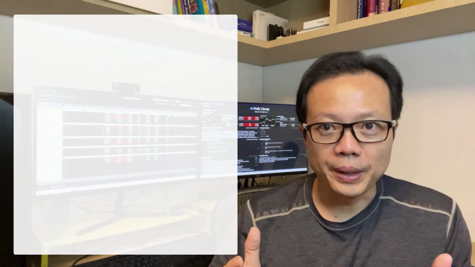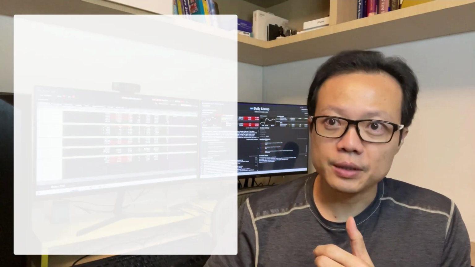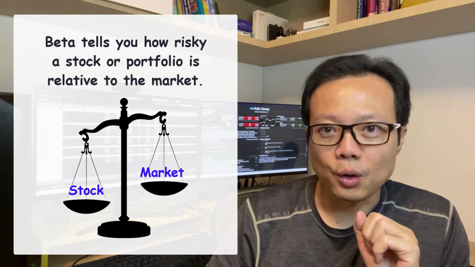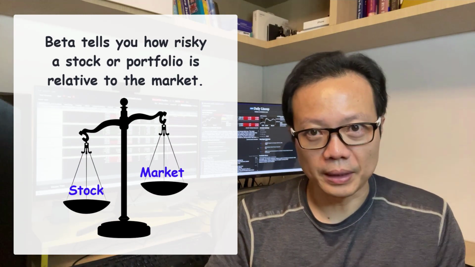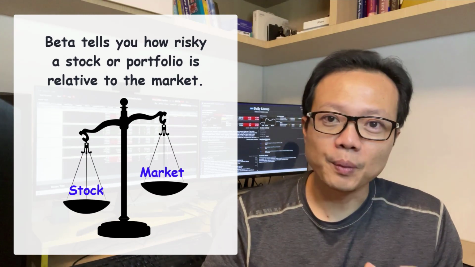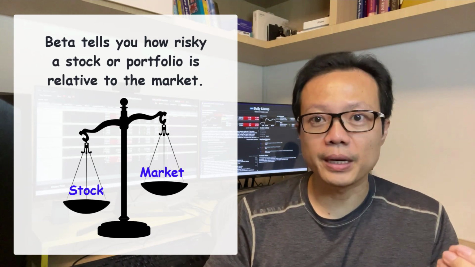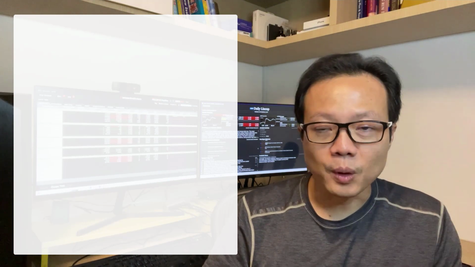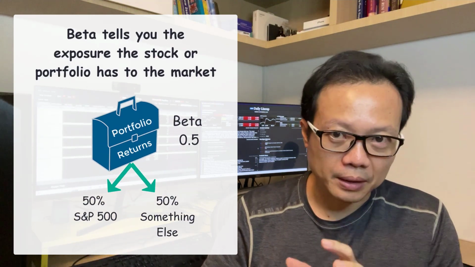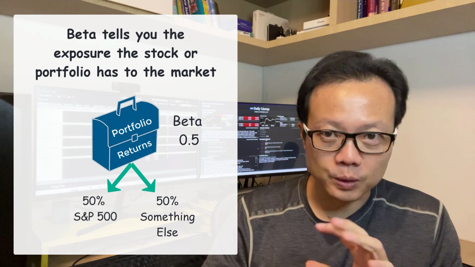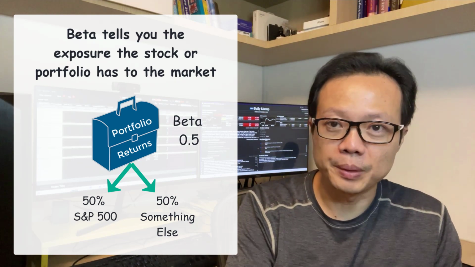What are the uses of beta? Now, the first thing is straightforward. It tells you how risky your stock or your portfolio is relative to the market, which we already know, right? But aside from knowing how much risk your portfolio has relative to the market itself, beta also tells you the exposure your portfolio has to the market or to the reference market. So this is another way you can look at or interpret beta.